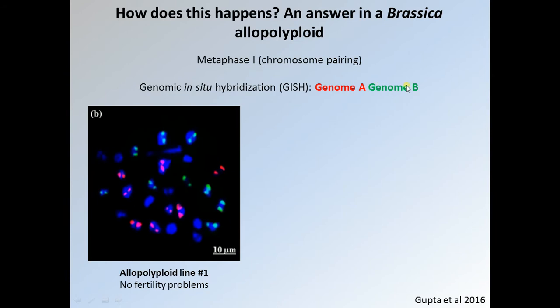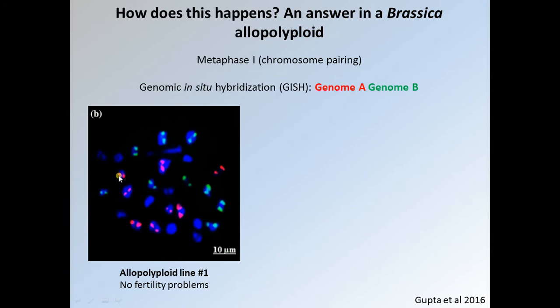So for example, here Brassica has two different genomes because it's an allopolyploid from two different species, species A and species B. And what you can see here, for example, is pairing of chromosomes of genome A and genome B. What happens often when we try to create new polyploids is that after creating them, some of the progeny will be fully fertile, but some won't. And in the case here, it's a line which has no fertility problems.